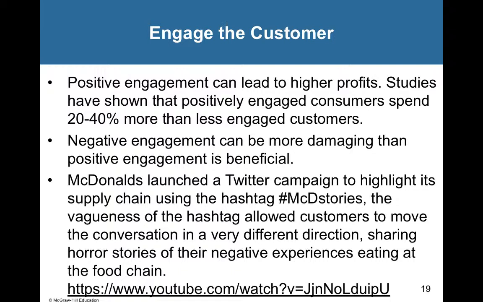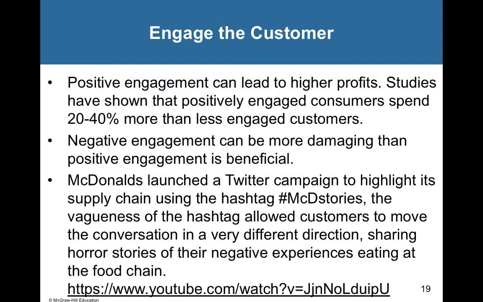And this positive engagement can definitely lead to some higher profits. And studies have actually shown that positively engaged consumers spend about 20 to 40% more on average than those less engaged consumers. So, social media marketing is very, very important, guys. And if you can engage your consumer, they're probably going to spend more money. That's how I became an Amazon junkie after all.